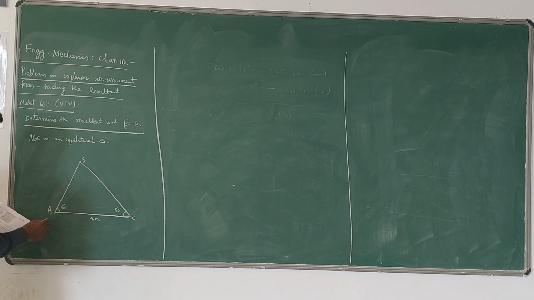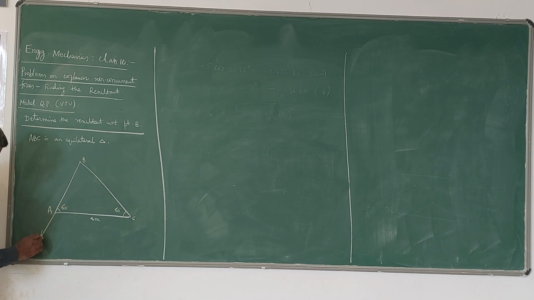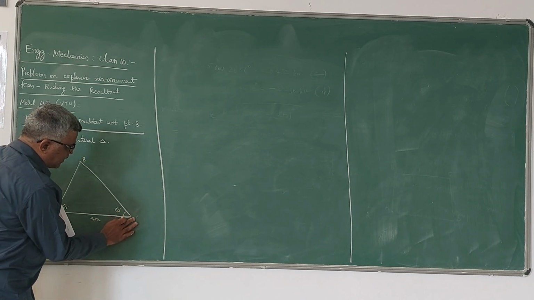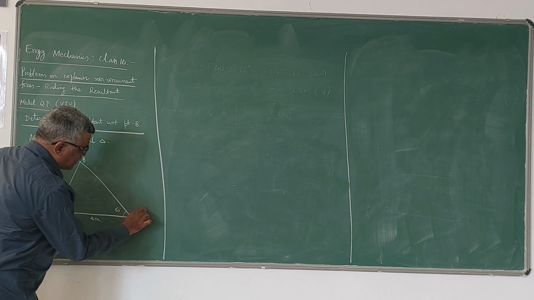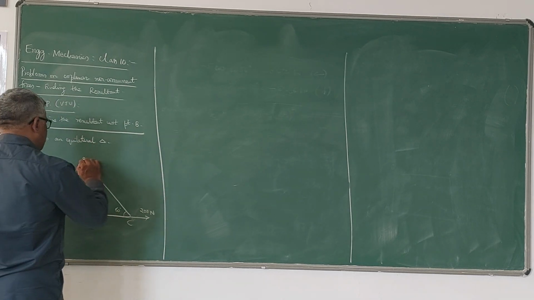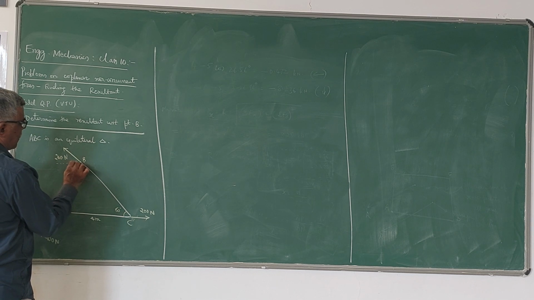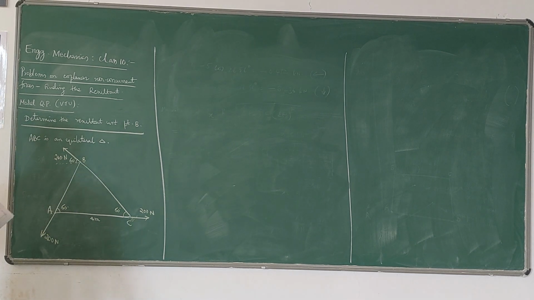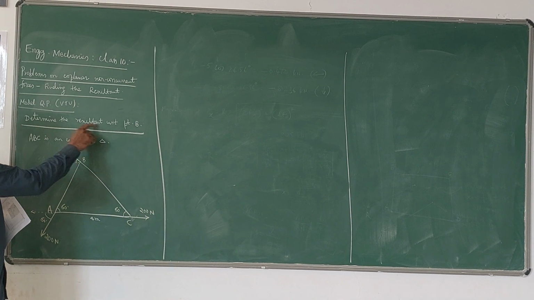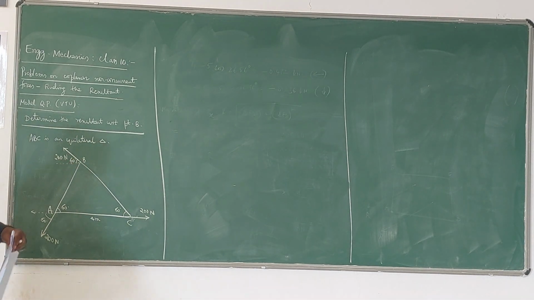Now the thing is here, one force he has given along this side, 200 Newton, acting like this. Another force he has given here, 200 Newton. Another force he has given along the edge BC, that is also 200 Newton. This is 60 degrees. If you extend, this becomes 60. So all the angles are 60 degrees. Only three forces are given. He has asked the resultant with respect to point B. This is an interesting problem.